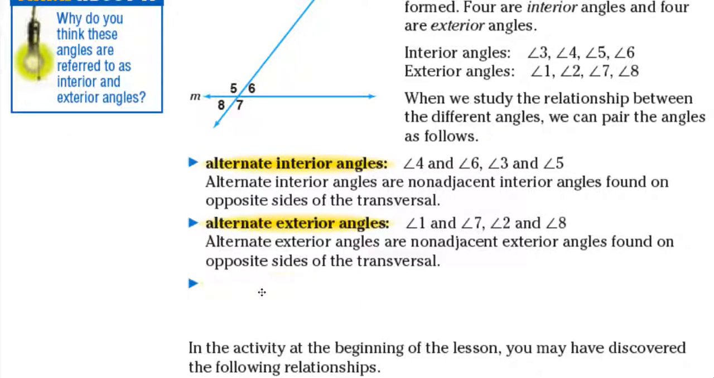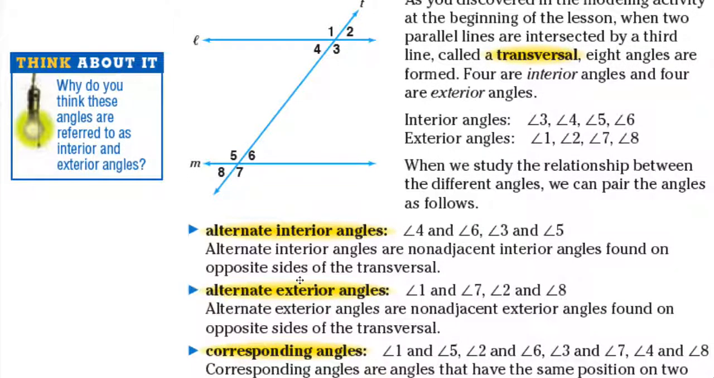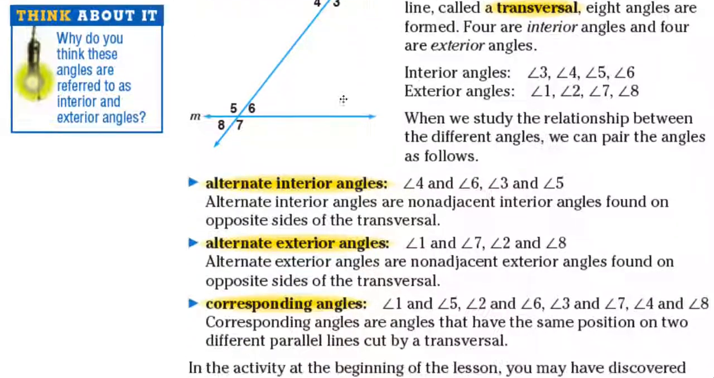So the last definition would be corresponding angles. Corresponding angles are basically when you see the word correspond in math. Correspond means same location. So let's say in this line and that line right here, we have angle 5. And if we take the same transversal and line L, where can you find angle 5 when line L intersects line T? That would be angle 1. So angle 5 will be in the same location as angle 1, and they are corresponding angles.